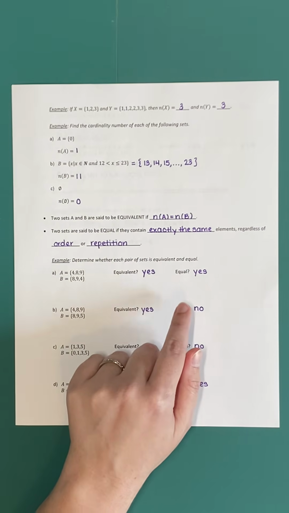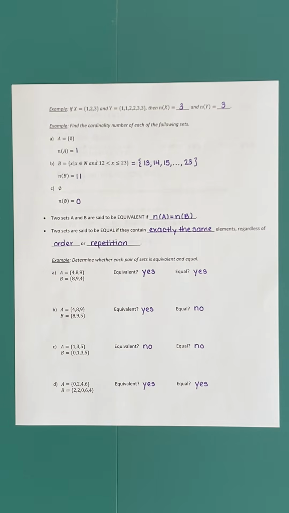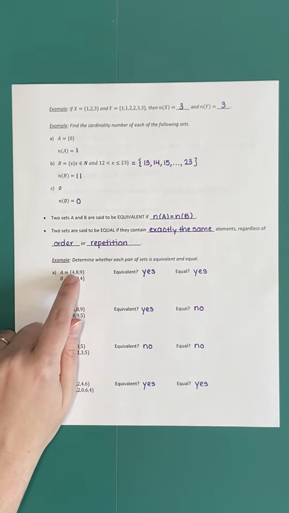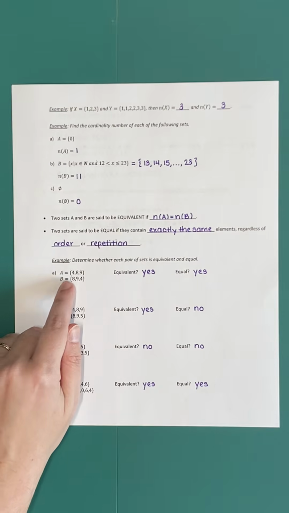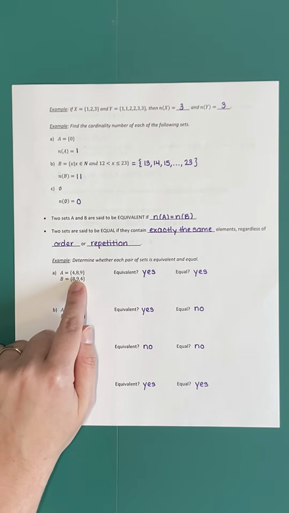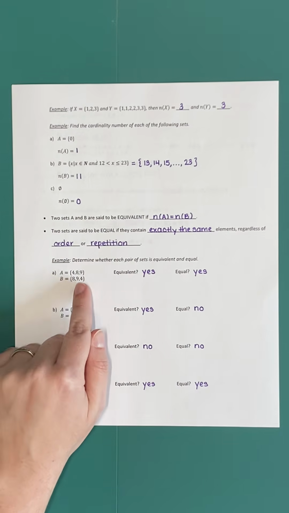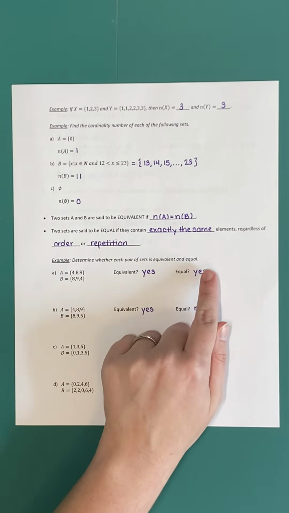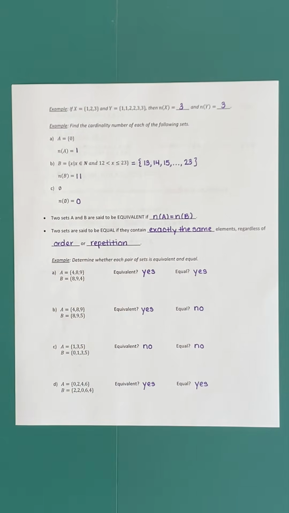Now, are they equal? They're already equivalent, so we're halfway there, but we have to make sure that the contents are exactly the same. In other words, every element in A matches up to an element in B. Well, we have a 4, we have an 8, and we have a 9. So even though B has been rearranged, the contents of these two sets are exactly the same, so these sets are also equal. So same size and same contents.